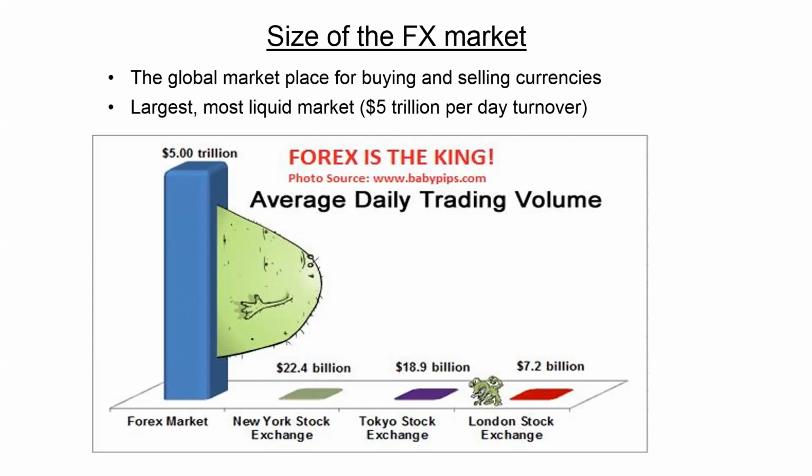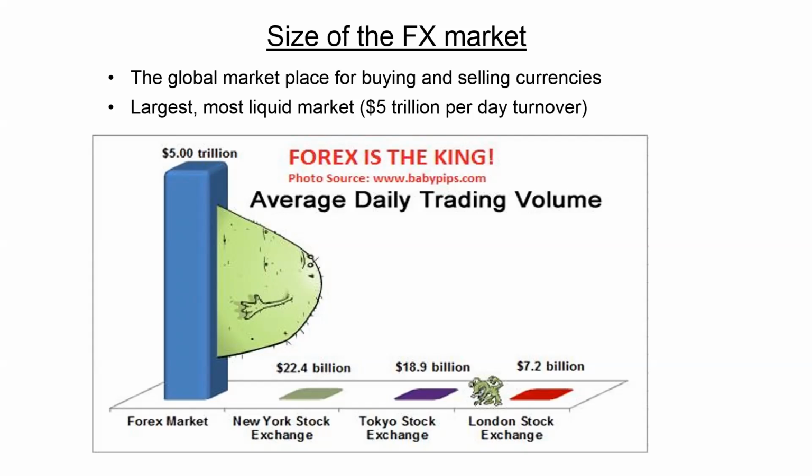Foreign exchange is the global marketplace for buying and selling currencies, and it's the largest and most liquid market in the world. $5 trillion per day is turned over on the foreign exchange market. So how does that number compare with the other markets I've mentioned? So compare it to the next biggest market, the New York Stock Exchange. Now the daily turnover on the New York Stock Exchange is $22.4 billion. So compare that to $5 trillion of the foreign exchange market, totally dwarfed.